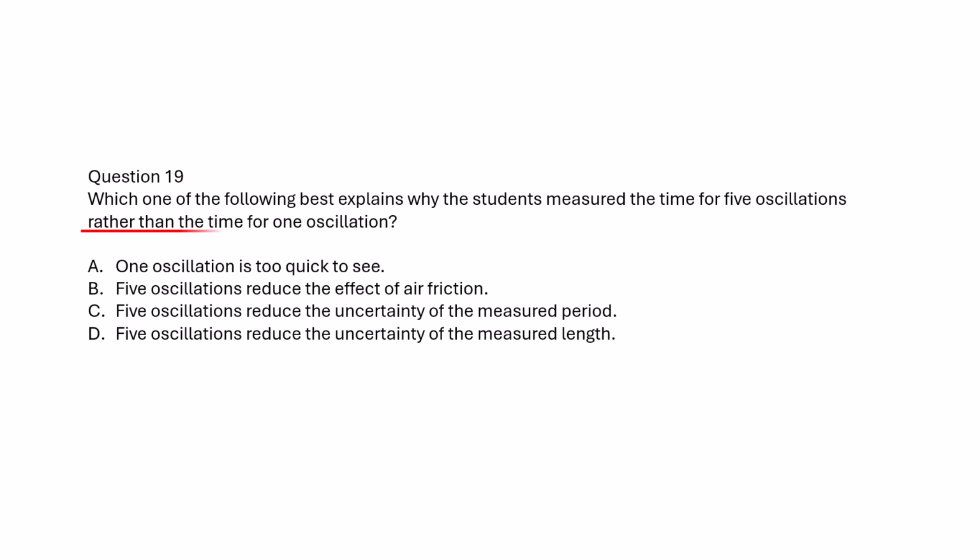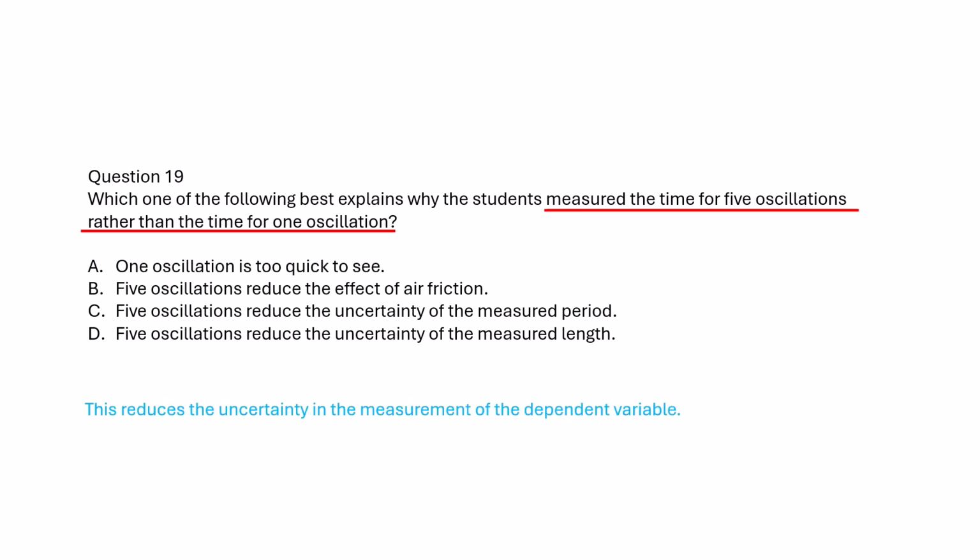Instead of measuring the time for a single oscillation, students in this experiment recorded the time for 5 oscillations, which helps reduce the uncertainty in the measured period.